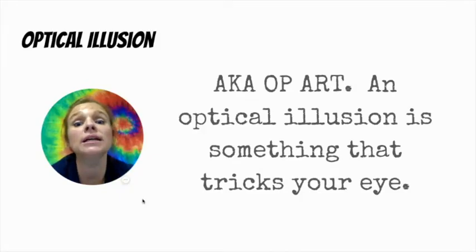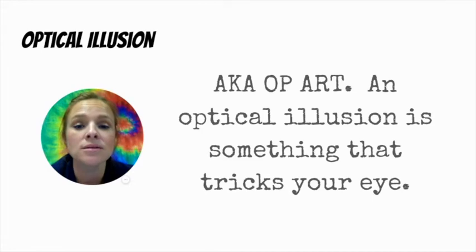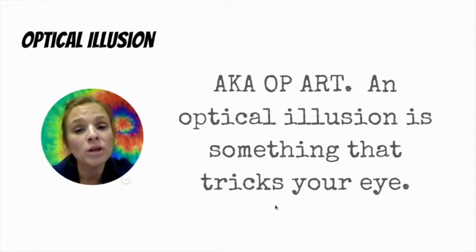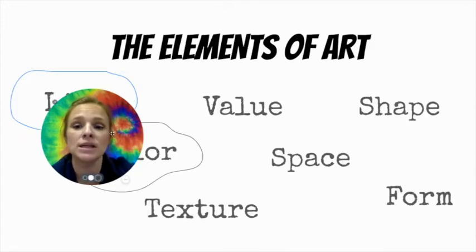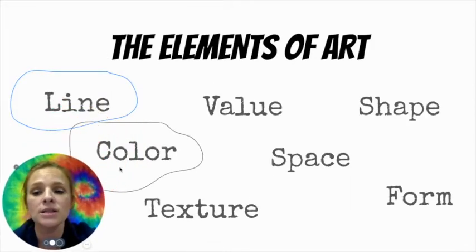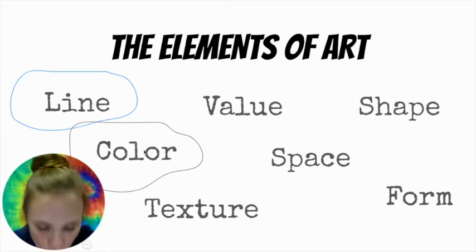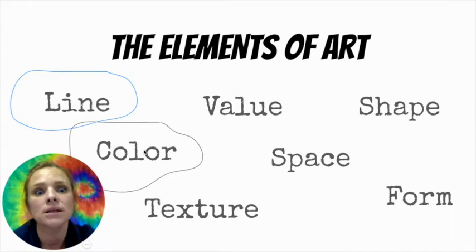Optical illusion, also known as op art. An optical illusion is something that tricks your eye. So before we dig into it, we are still focusing on a few elements of art. We are focusing on line, and I added in color a little bit. We're not super focusing on color, but in order to get our optical illusions to work, we need to color things in sort of a pattern. So let's look at some optical illusions.